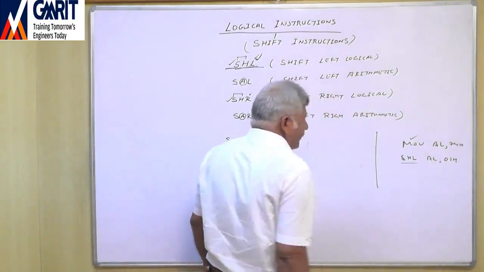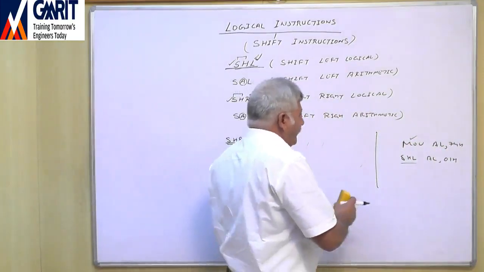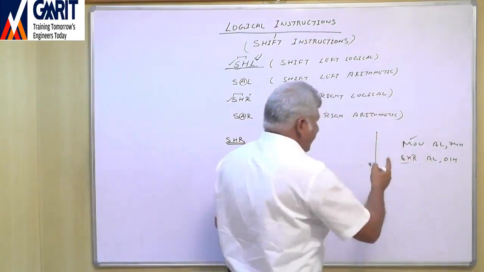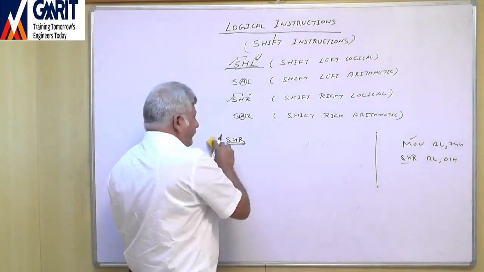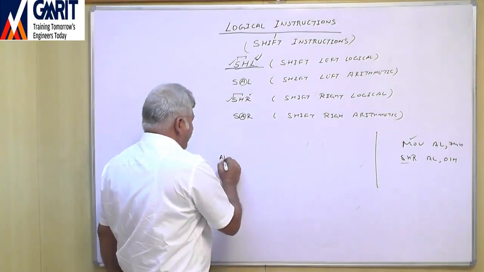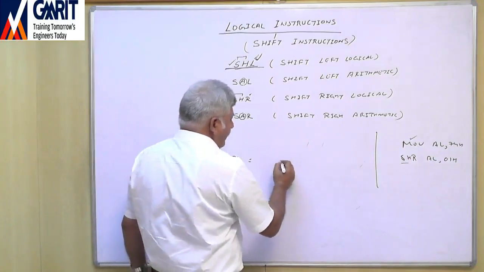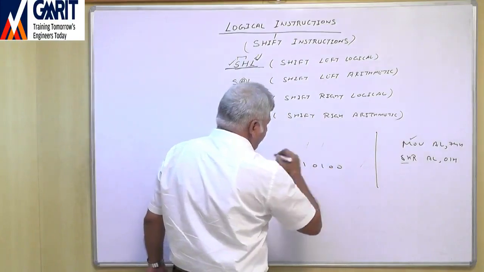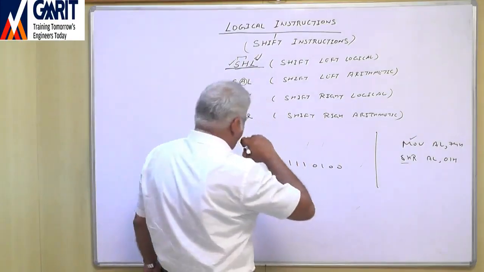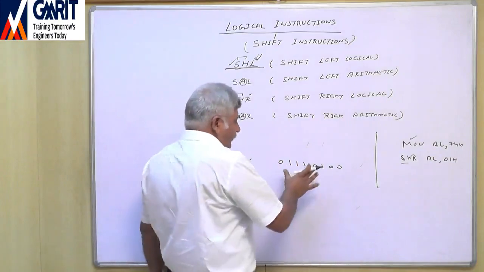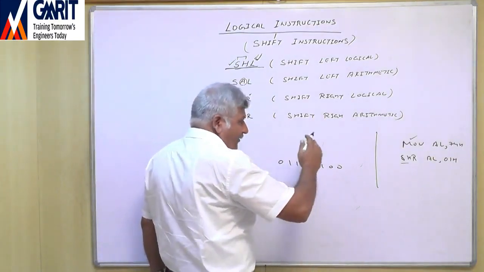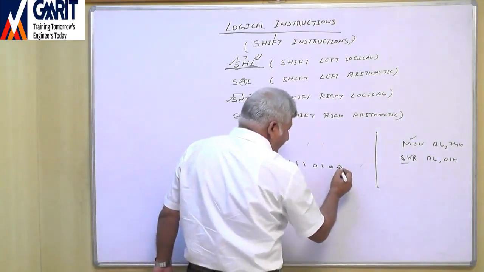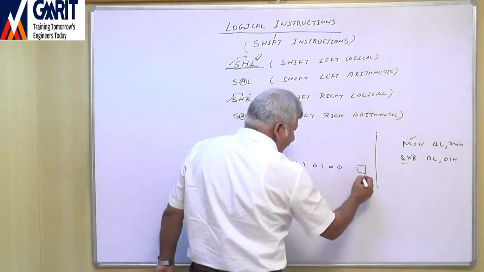MOV AL, 74, and in place of SHL, now we will use SHR. So 74 is the value of AL. So AL is equal to 74. This will be 0, 1, 1, 1, 0, 1, 0, 0. This is 74, right? So now this number has to be shifted right side logically. So as I told you, the LSB bit position will go to the carry flag.